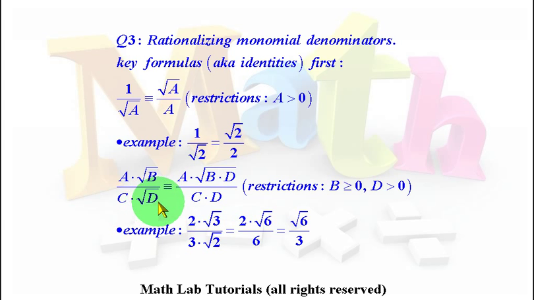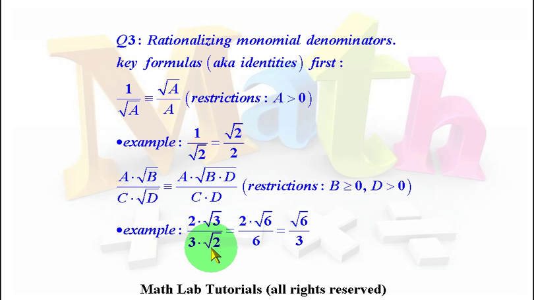Think about this carefully. All you do is grab that d, put it beside the b inside the radical, and then remove the radical symbol from the denominator. So it's effectively the same as this. Again, the restrictions: b has to be greater than or equal to 0 because it's in the numerator, and d has to be strictly greater than 0 because it's in the denominator, and you want to make sure you never get division by 0.